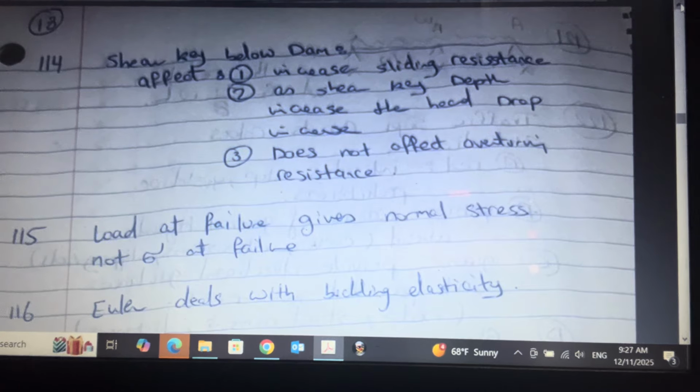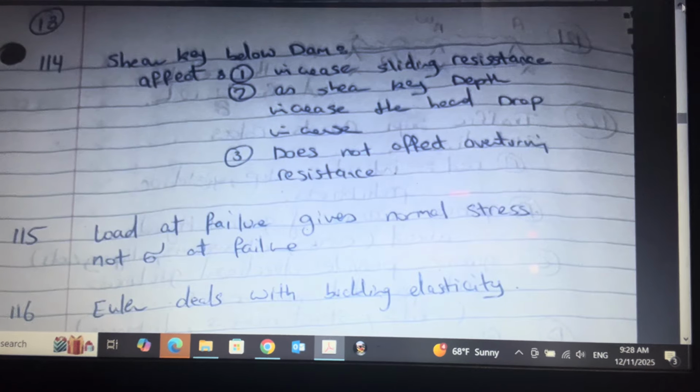Shear key below dams. What does it affect? Number one, it increases the sliding resistance, and it is used as a shear key. As the shear key depth increases, the head drop increases. Also, it does not affect the overturning resistance.